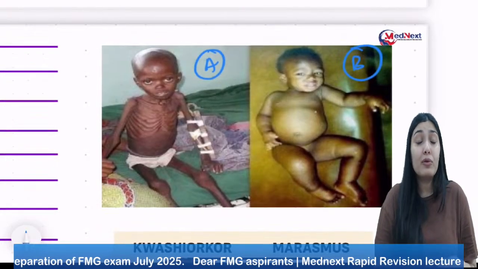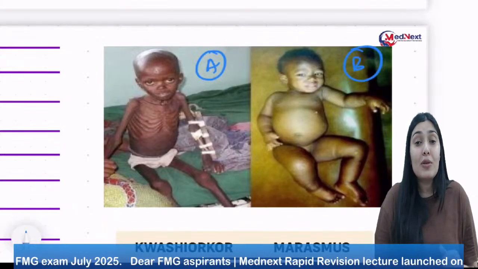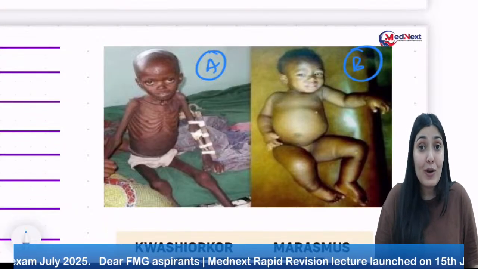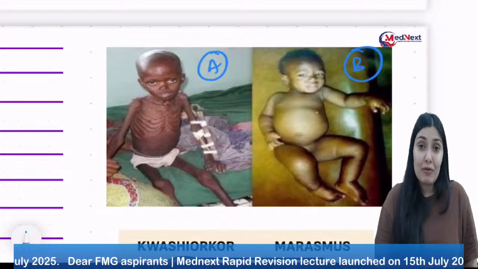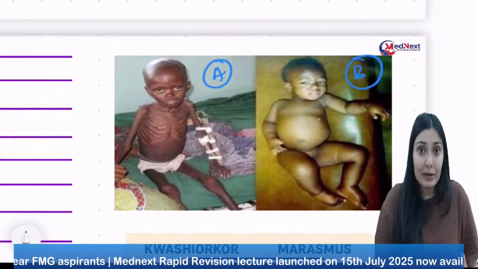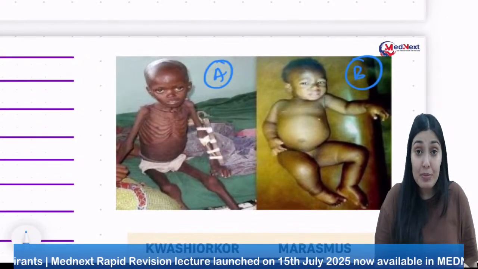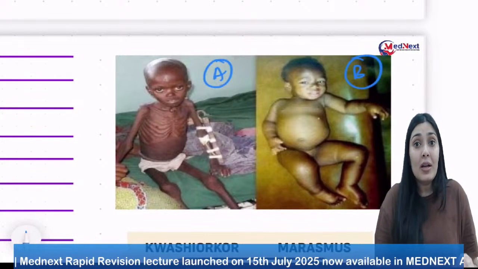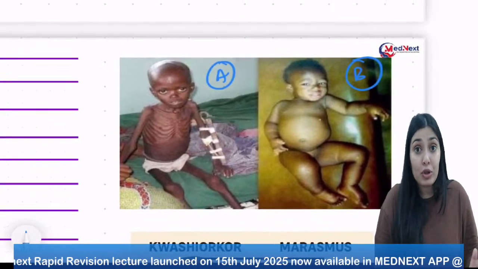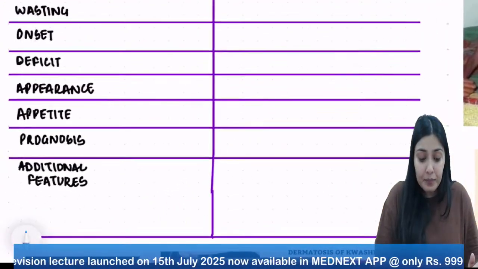If you offer food, the child won't have any appetite to digest it. Which of these would have a poor prognosis, A or B? B is going to have a poor prognosis, right? A has a good appetite. He will eat and gain weight at one point. But B baby has lost the appetite, has developed edema, and sooner or later would succumb to comorbidities or mortality, right? So let's look at some differences over here.